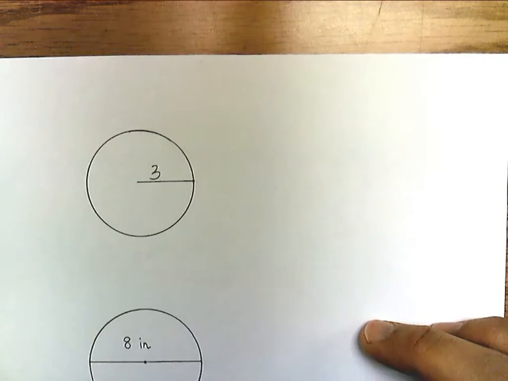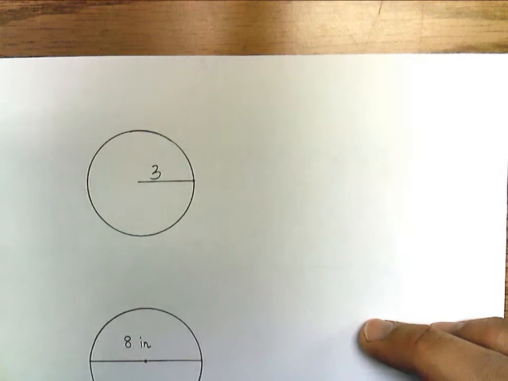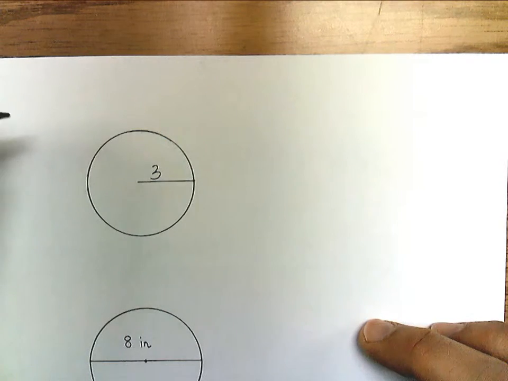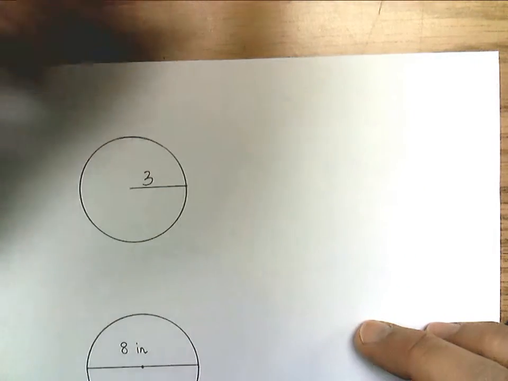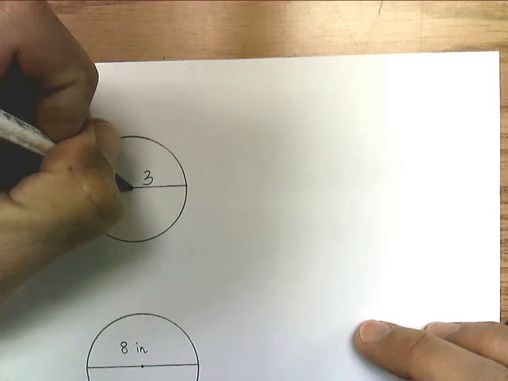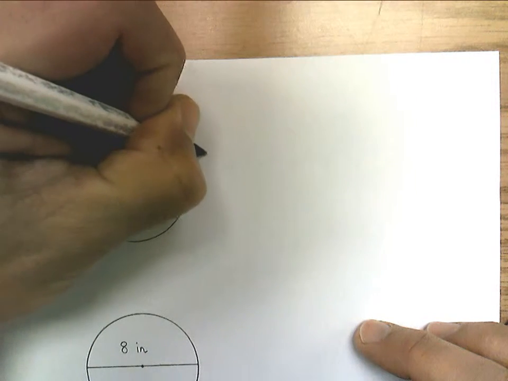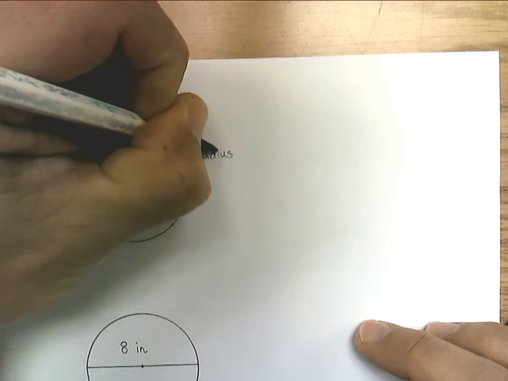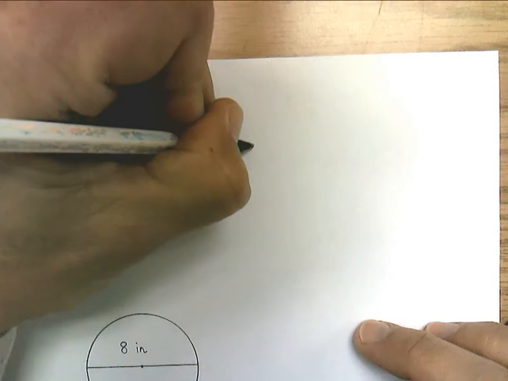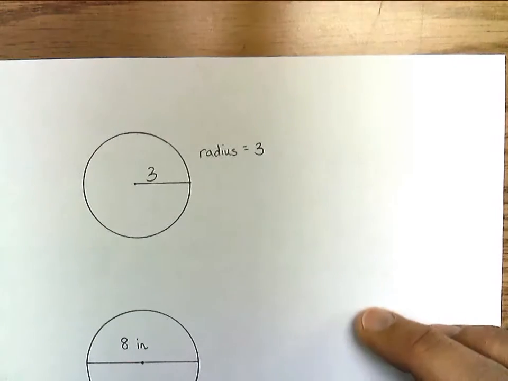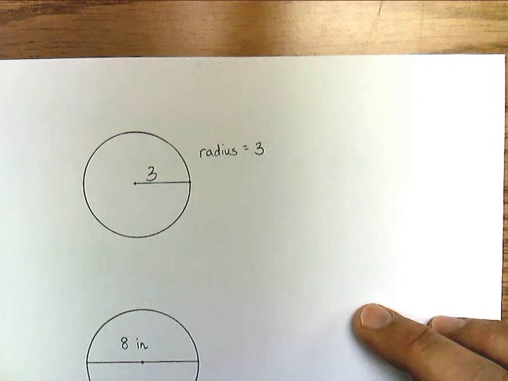I wanted to talk a little bit about circumference and area of circles. First, the circumference. And let's talk about some parts here. This right here, from the center to the edge, that's called the radius. And this radius is equal to 3 units. That could be 3 inches, 3 feet, yards, so on.